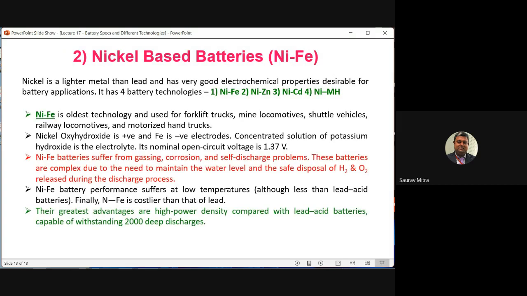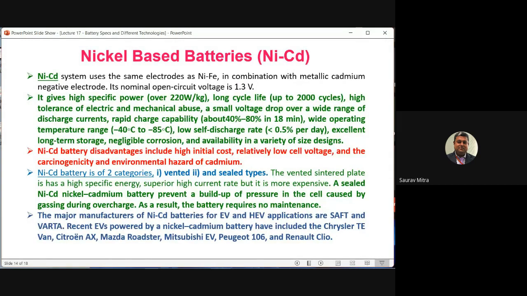Second is nickel based batteries, NiFe. This is the oldest technology and used for forklift trucks, mine locomotives, shuttle vehicles, and all those things. So just remember what the applications are. You don't have to remember all the details stage by stage. They are just given. You can do the specific power and specific energy comparison, and you can remember where the application is. So this is NiCd.